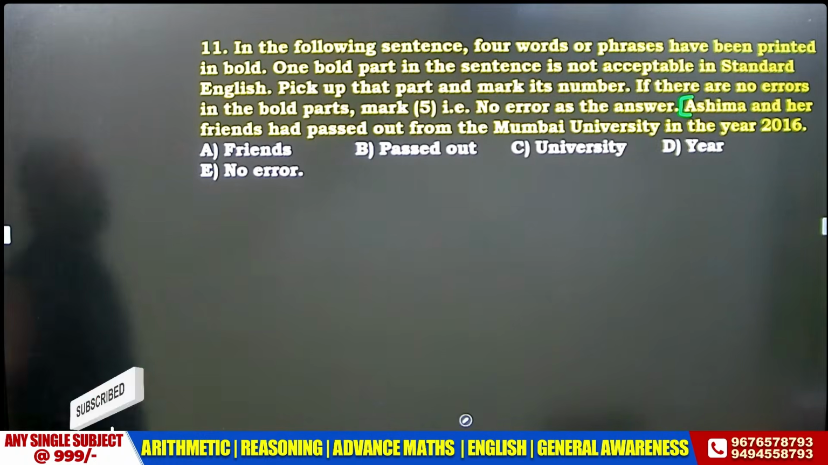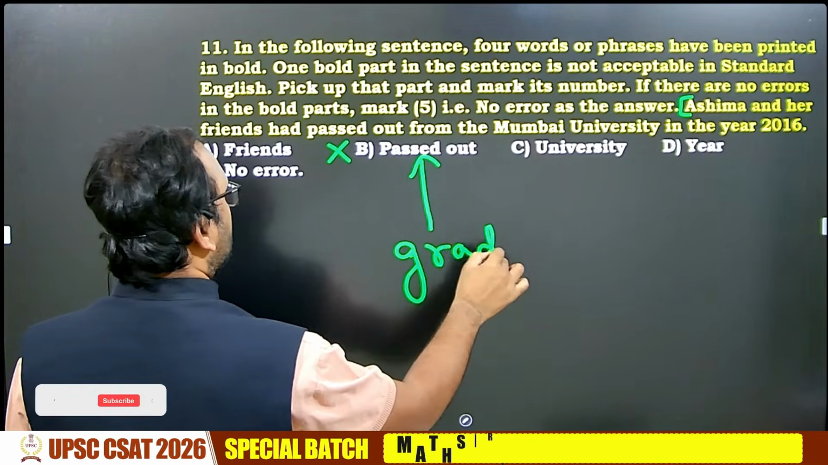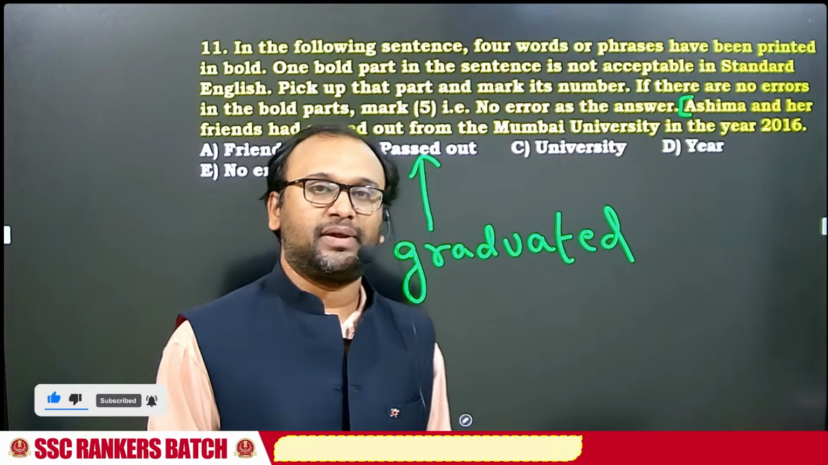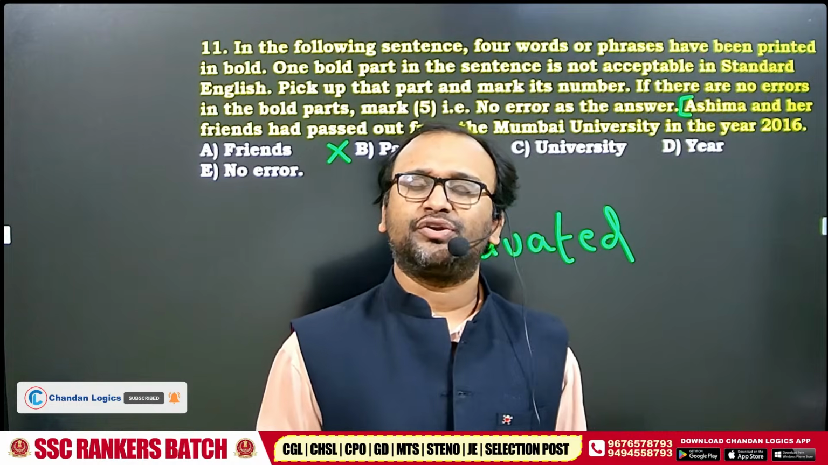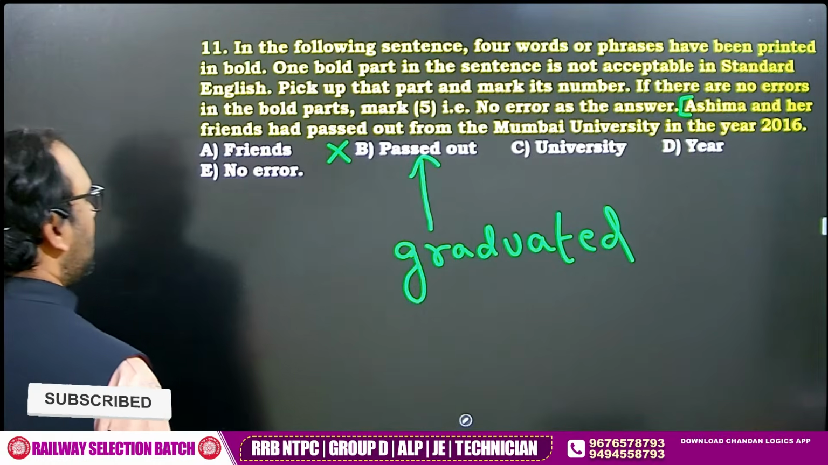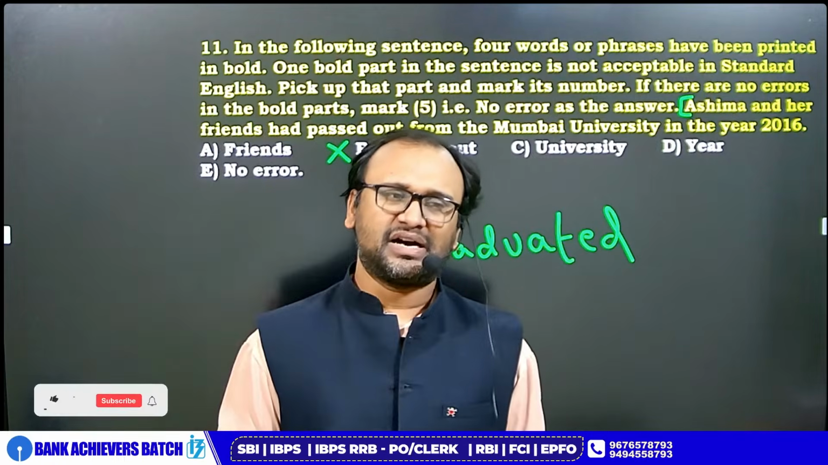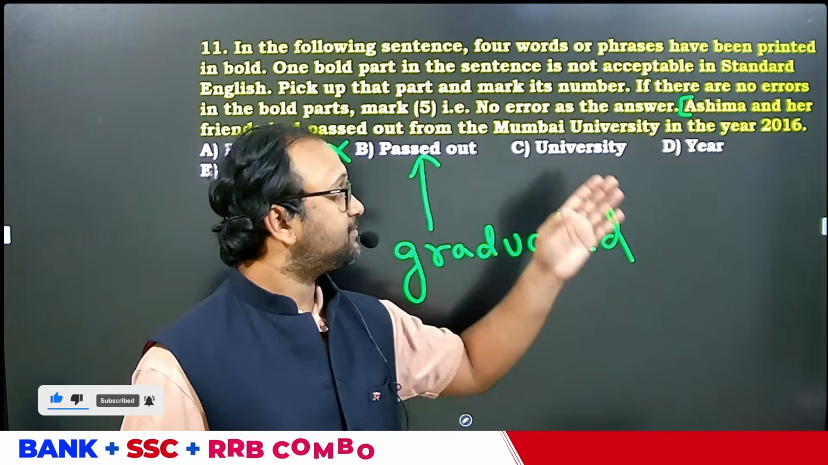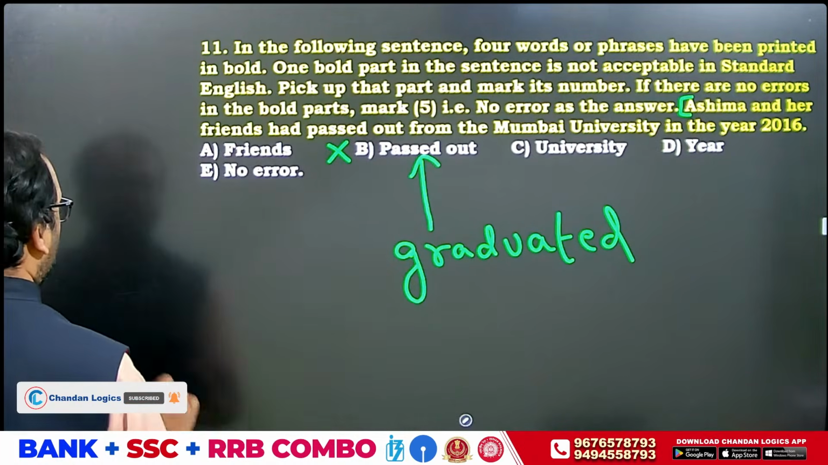See, generally in the place of passed out, you better say graduated. Of course, we use passed out informally, but it is not standard English. I graduated from so and so university in 2010. You don't have to use passed out, and you don't say pass. Pass is only for exam. I passed this test. I passed this exam. Here the meaning of the sentence is that in 2006, from Mumbai University, you graduated. Graduated is the right word.